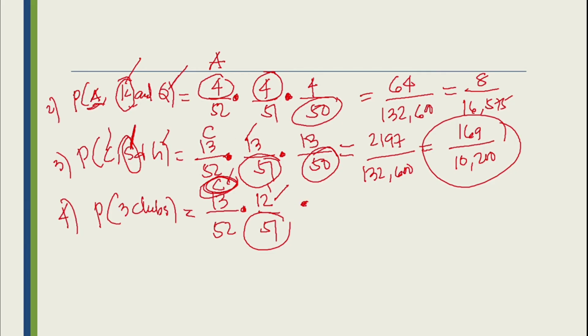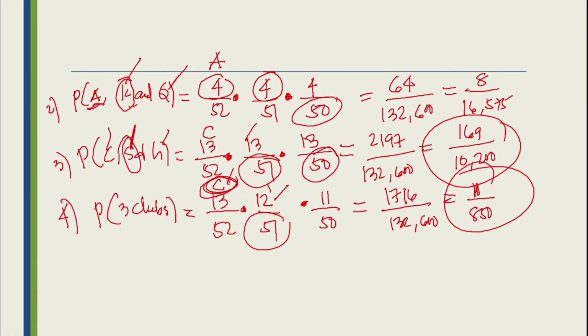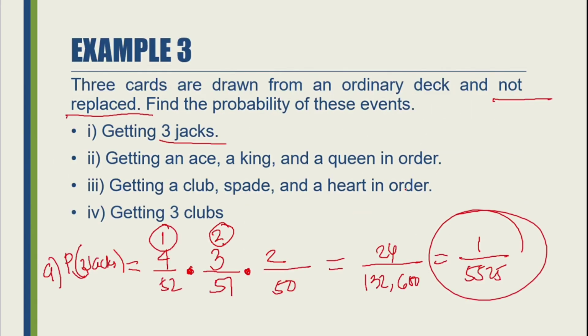Times, since we did not return by the second draw, the third draw will be affected. It will become 11 over 50. So therefore, if we're going to multiply this one, 1,716 over 132,600, or simplify, which is 11 over 850. This is 11 over 850. Okay, that is example number 3.